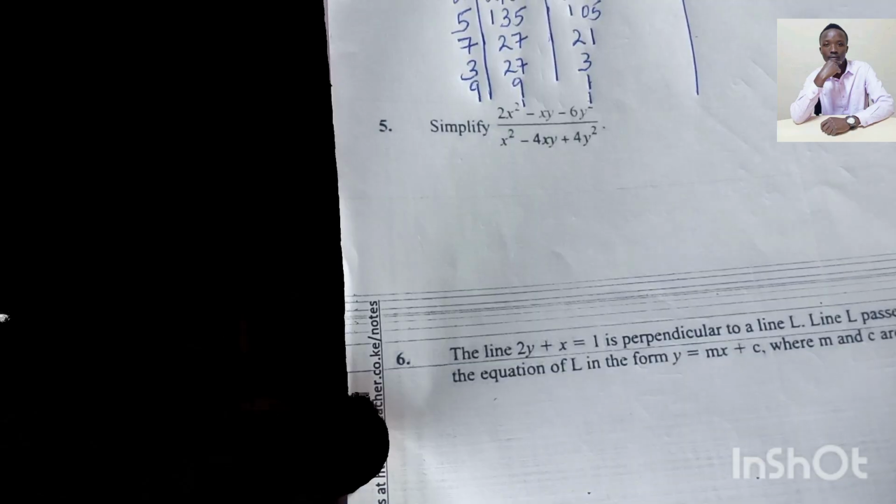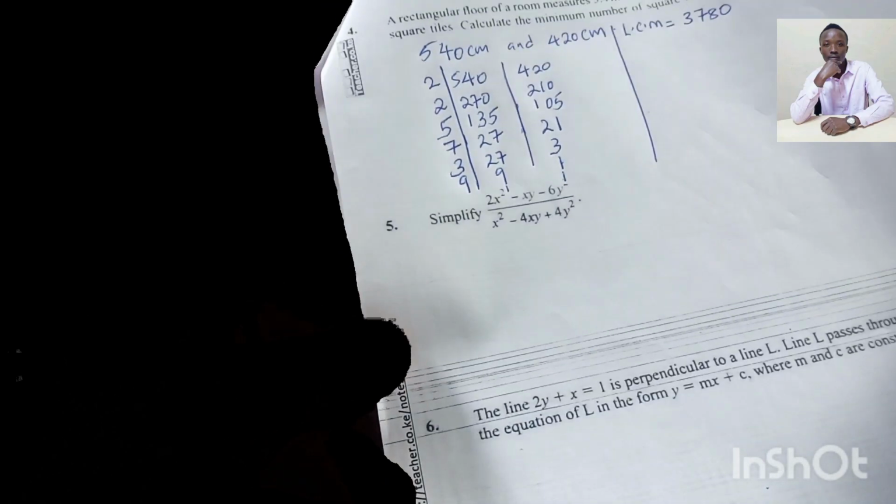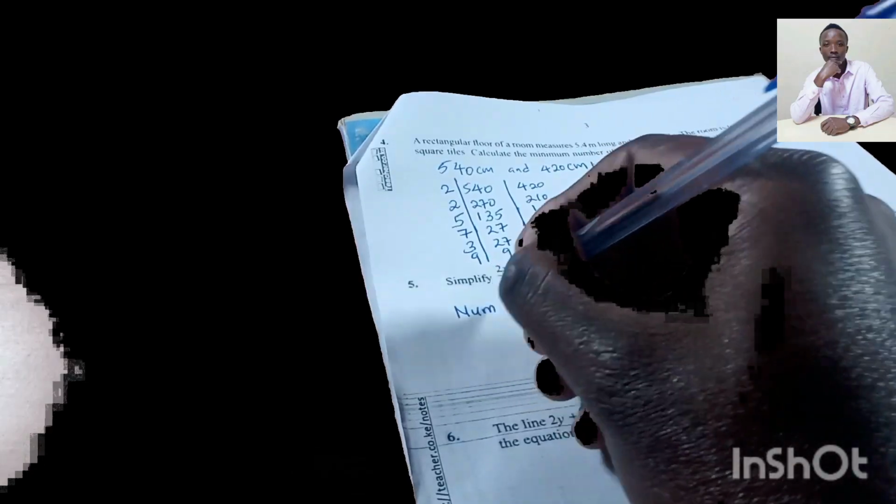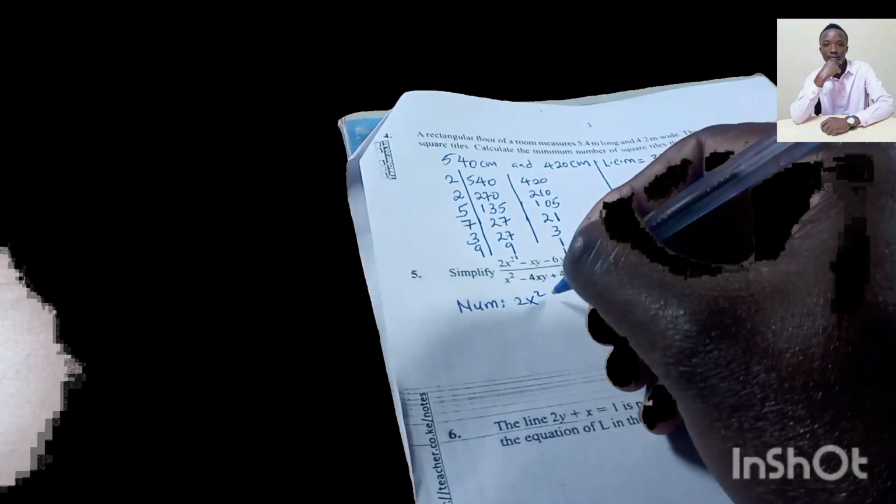By doing that, we can now proceed to the next question. Simplify 2x squared minus xy minus 6y squared over x squared minus 4xy plus 4y squared. So we are going to start with the numerator. First we rewrite the numerator: 2x squared minus xy minus 6y squared.